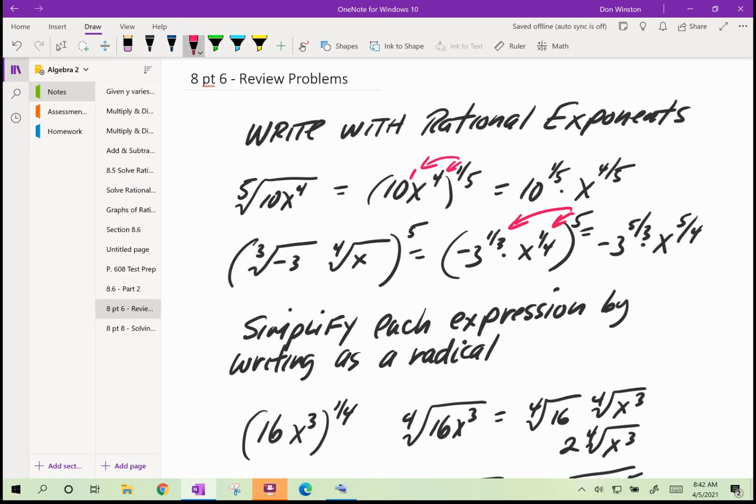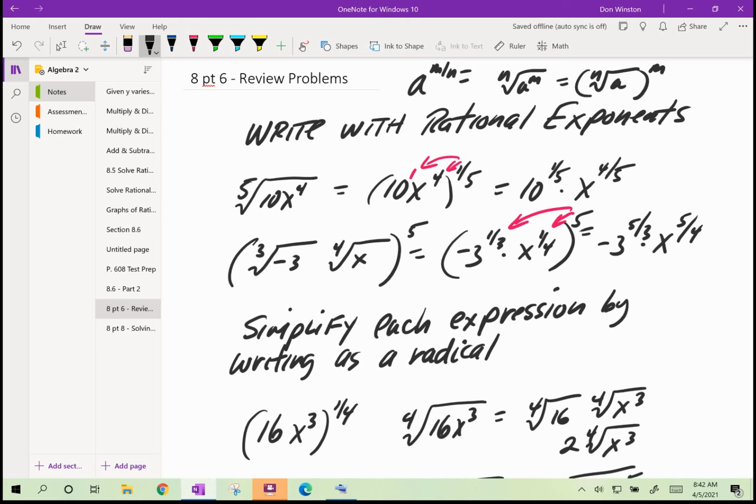Probably the most important property we had in 8.6 was the fact that a raised to the m over n is equal to the nth root of a raised to the m. So we'll be using that a lot in these problems.